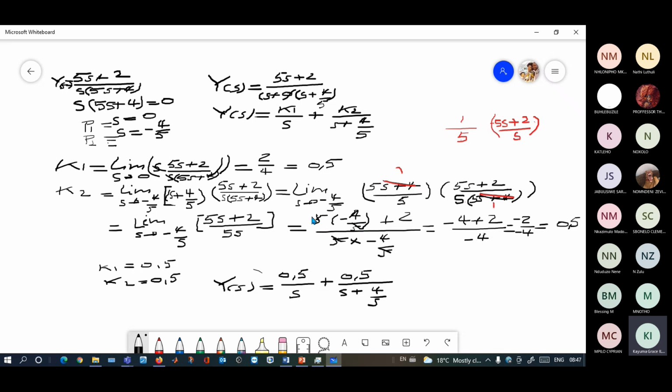So I can simplify already this 5 and 5. Then also I will have 5 times minus 4 over 5. I can simplify the 5. So I will remain with minus 4 plus 2 over minus 4. Then minus 4 plus 2 is equal to minus 2 over minus 4, which is 0.5. Did you get it now?